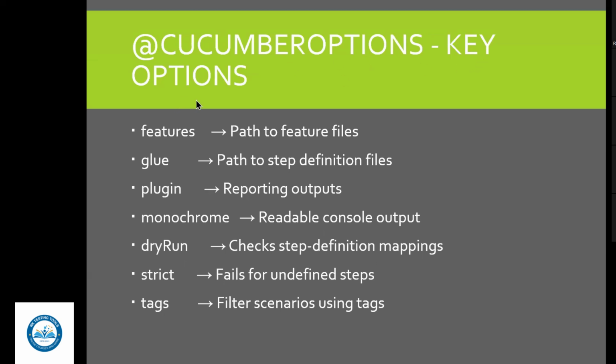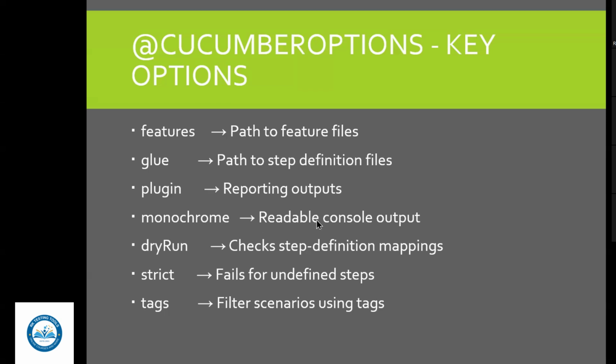Cucumber options, the key options, for example, we have features. That is the path to the location where the feature files reside. And glue is nothing but it is looking at the login test step definition, home test step definition, or registration test step definition. Those step definition classes it is looking at. And plugin is the reporting output. Once you run the test, it is going to generate the report in the form of a JSON file, or maybe XML, or maybe HTML format.